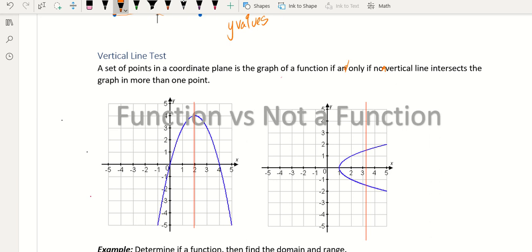You draw an imaginary line through the graph, and if it intersects only one time, such as this one, then it is a function. However, if you draw the imaginary line through the graph and it crosses twice, such as this one, then it will be not a function. So again, if it intersects only one time, then it is a function. If it intersects more than one time, 2, 3, whatever, then it is not a function.